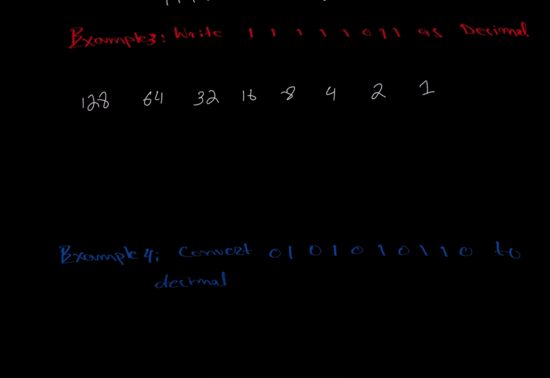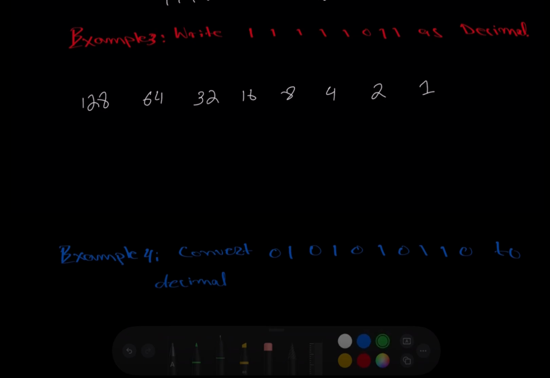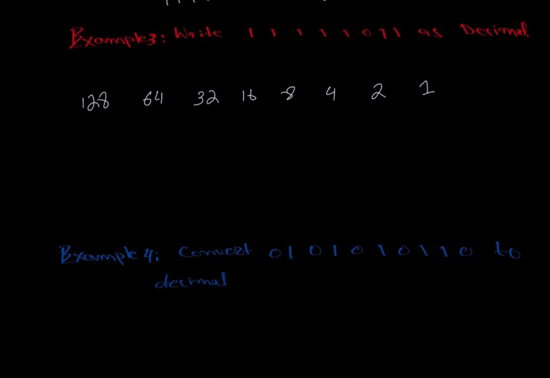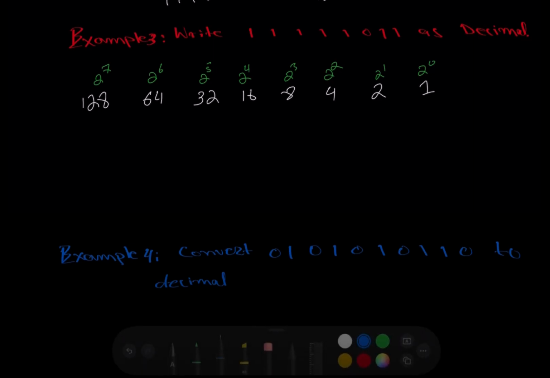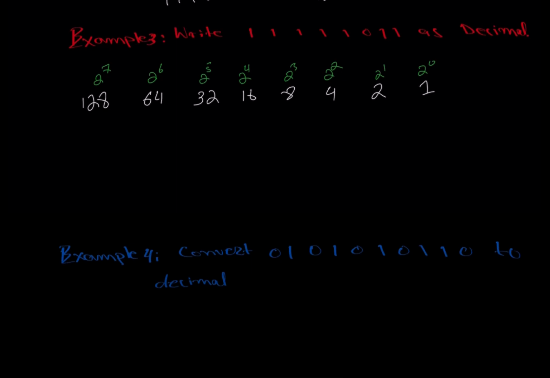Okay. Once you write down the placing value, or you can do it this way, I'll just write it down in a different color. It's a matter of which color you like. 2 to the 0, 2 to the 1, 2 to the 2, 2 to the 3, 2 to the 4, 2 to the 5, 2 to the 6, 2 to the 7. Once you do that, you write down the binary number below, starting from the left.